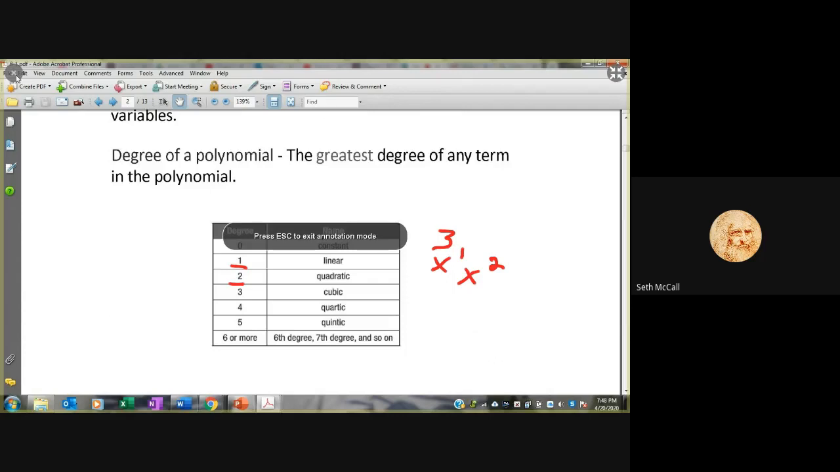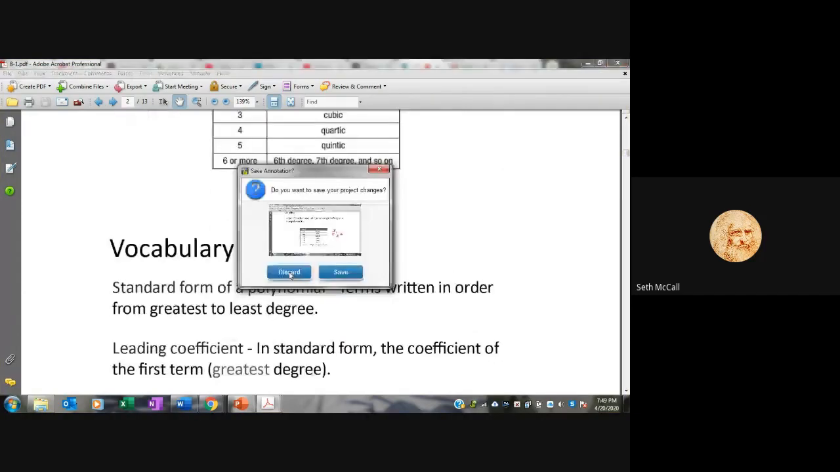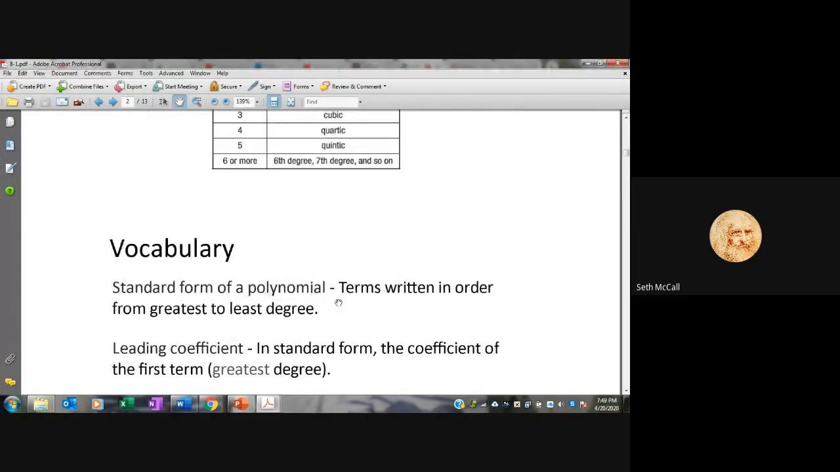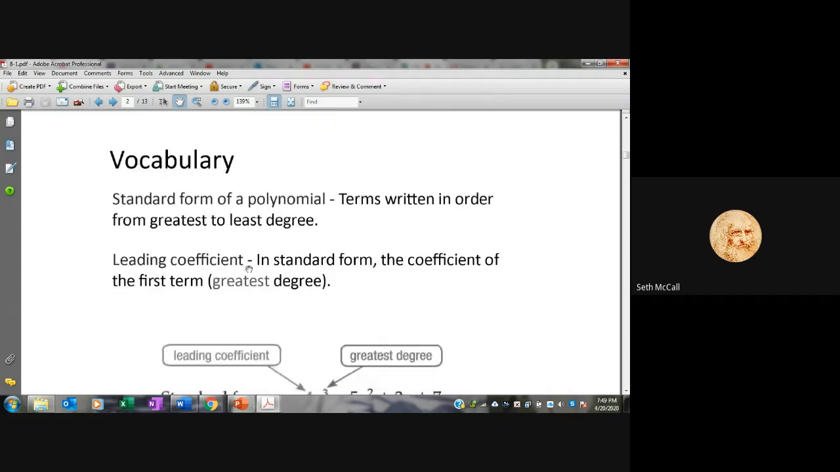All right, a couple more things. Standard form of a polynomial is when the terms are written in order from greatest to least degree. Now, I think we discussed this a little bit earlier this year when I talked about variables, they should be alphabetized, but they should also be in order from their highest exponent down to the lowest. And then the leading coefficient in standard form is the coefficient of the first term, and you'll figure out the first term based on what the highest power is.